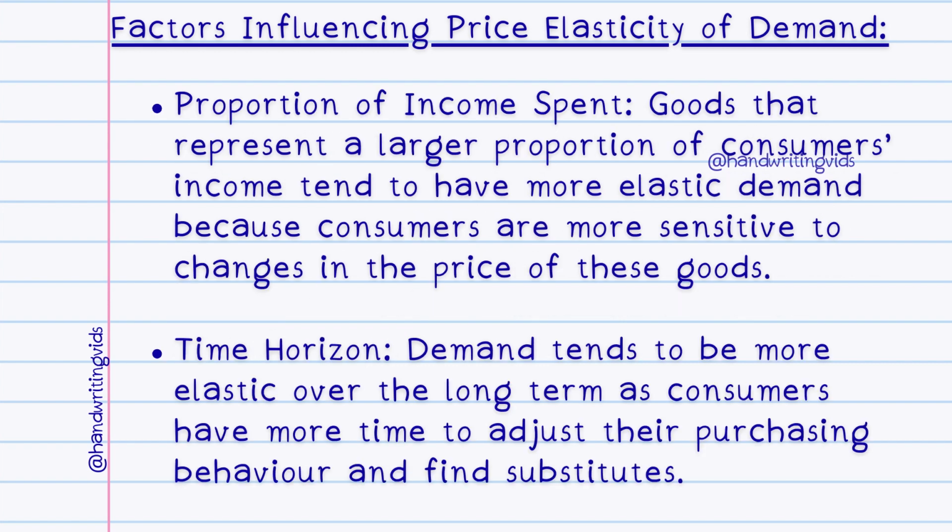Proportion of income spent. Goods that represent a larger proportion of consumers' income tend to have more elastic demand because consumers are more sensitive to changes in the price of these goods. Lastly, time horizon. Demand tends to be more elastic over the long term as consumers have more time to adjust their purchasing behavior and find substitutes.